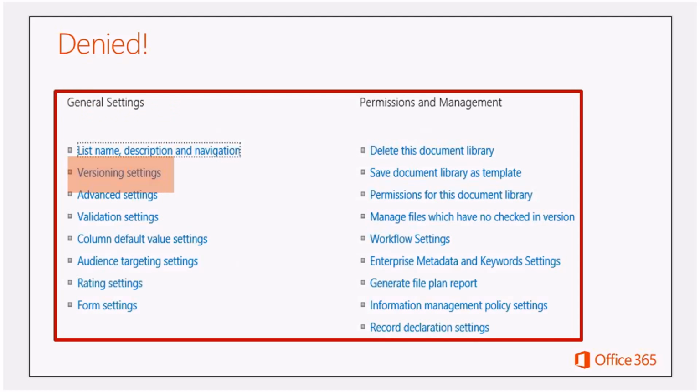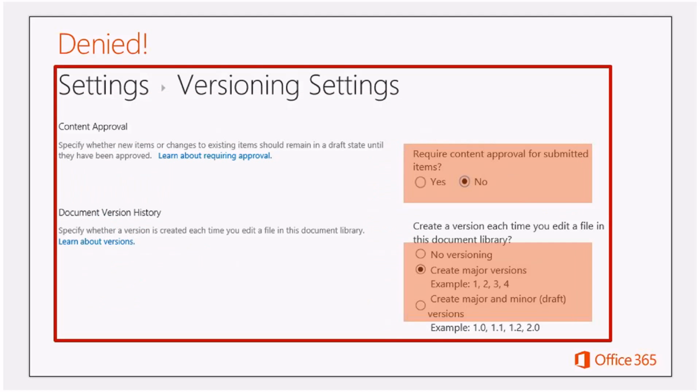And that should help you to avoid that denied message. If you haven't been for a little while to the list properties, if you go there and look for version settings, here are some of those configurations that you'll be looking for. Content approval, make it no, or document version history, choose something else, either no versioning at all or create major versions instead.